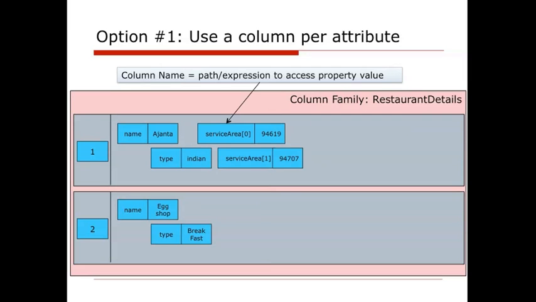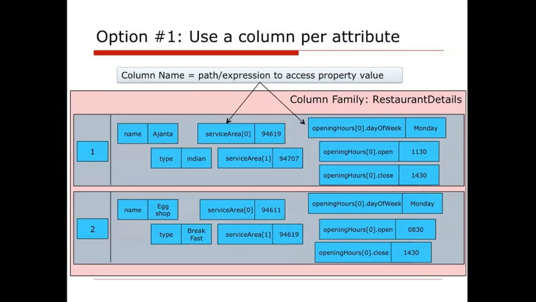But what about collections? One way of dealing with that is to have a column for each collection element. In this case, we're looking at service area, and the name of the column, you can think of it as the path or the expression that you would use to access that particular collection element. So we've got service area paren 0, service area paren 1 as the column names and the corresponding values. So it's different, but it's a pretty straightforward way of mapping a somewhat rich, nested, recursive domain object into this flatter key value world. And then we do a similar kind of thing for the opening hours, where it's opening hours paren 0 dot sub-attribute name, so day of the week, open time, etc. So that's a pretty straightforward way of mapping the restaurant into a row and a column family.